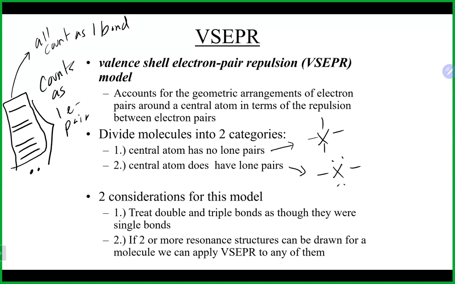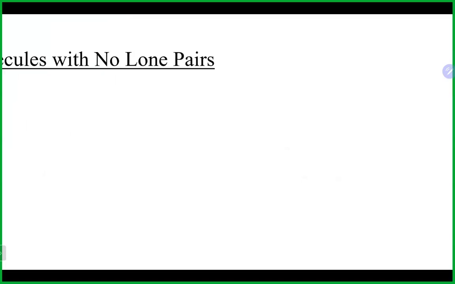Basically, it doesn't matter if they're dots, lines, 2 lines, 3 lines, double bond, single bond. Everything basically counts as one. The second consideration is if you were to draw several different resonance structures, several different Lewis structures for something, because they're related to each other, if you did this geometry to each of the resonance structures, you would most likely end up with the same geometry, no matter which one you did it to. All right, so let's just take a look at this.